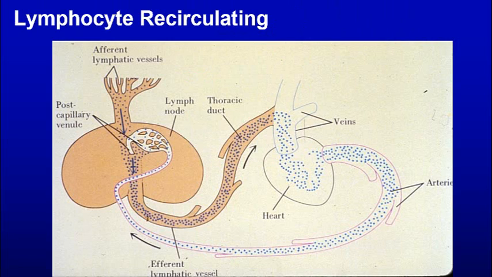What happens is, from the blood, the postcapillary venules, you have T and B cells migrate out of the blood into the organ, into the lymph node, and then fluid comes back and through the thoracic duct ultimately gets back. So it recycles the lymph.